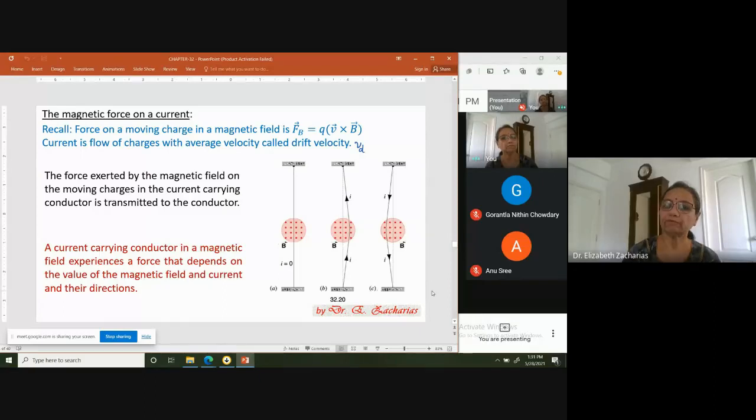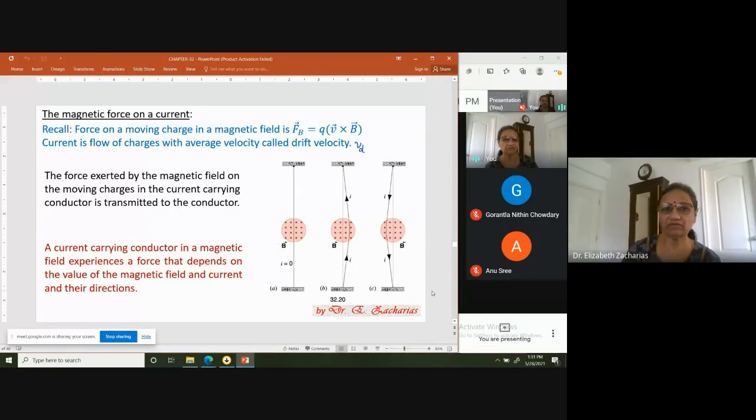Now, there were totally, I think, 5 or 6 applications for magnetic forces. The first was the velocity selector. After the velocity selector, we had e by m, and then we had the cyclotron, mass spectrometer, and Hall effect. So these were the applications of magnetic forces.